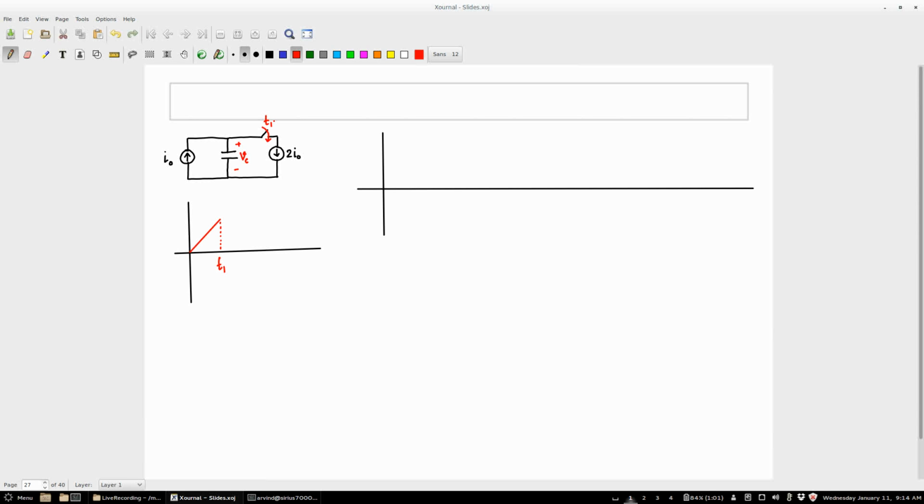And then say at time t equal to t1, say I toggle this at time t1. So what will happen now? It will decrease, right? And what would be the rate at which it decreases? Same rate, right? Because now you will have I0 going in and 2I0 going out. Effectively, what is going out? I0 is going out.